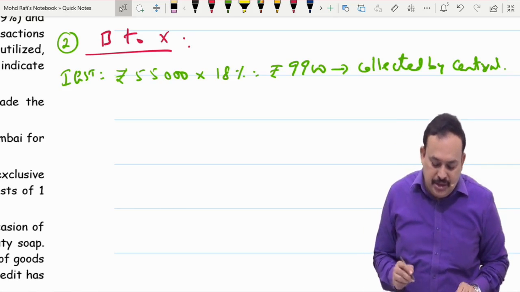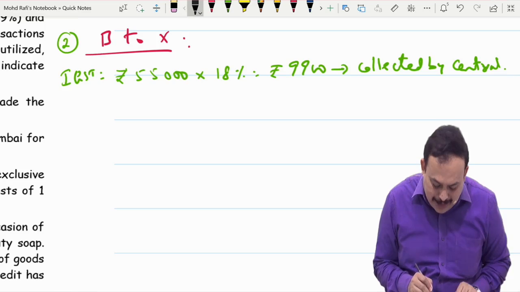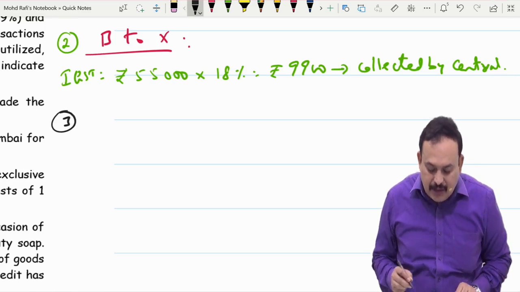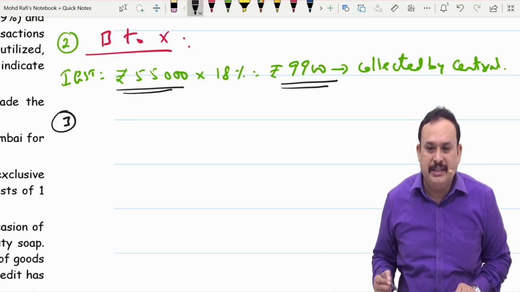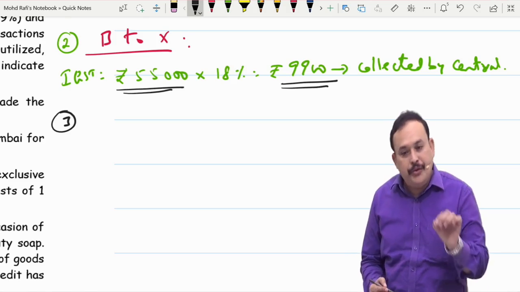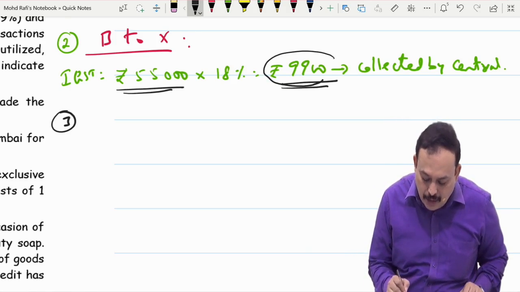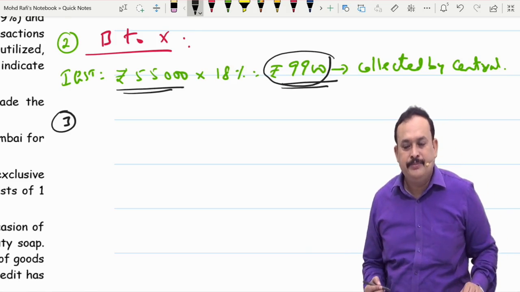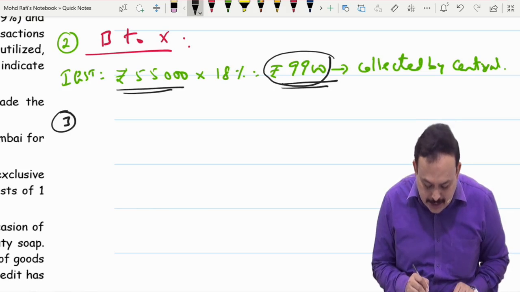Now, Mr. X paid B and procured the goods, not only 55,000 but also 9,900. But the cost to Mr. X is how much? Only 55,000, because this particular tax is not a cost, he will take the ITC.